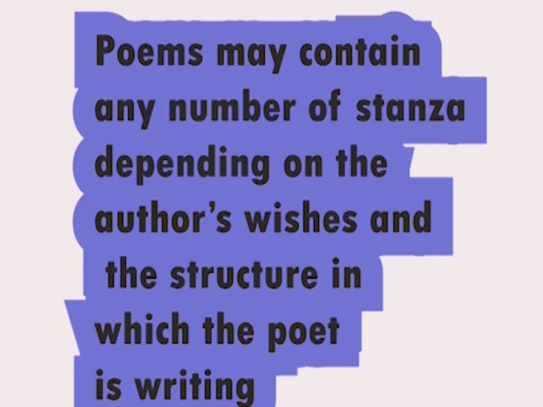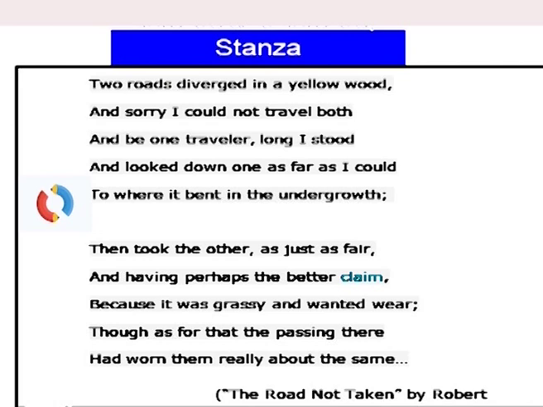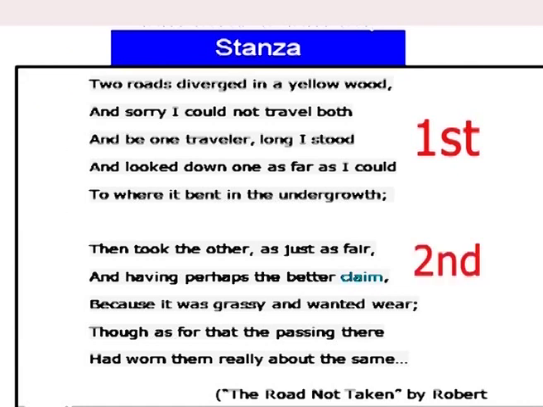Let us look at this poem by Robert Frost, The Road Not Taken. Let us count the number of stanzas. Here I can see 2 stanzas. The first stanza has 1, 2, 3, 4, 5 lines. The second stanza has 1, 2, 3, 4, 5 lines. So each stanza has 5 lines.